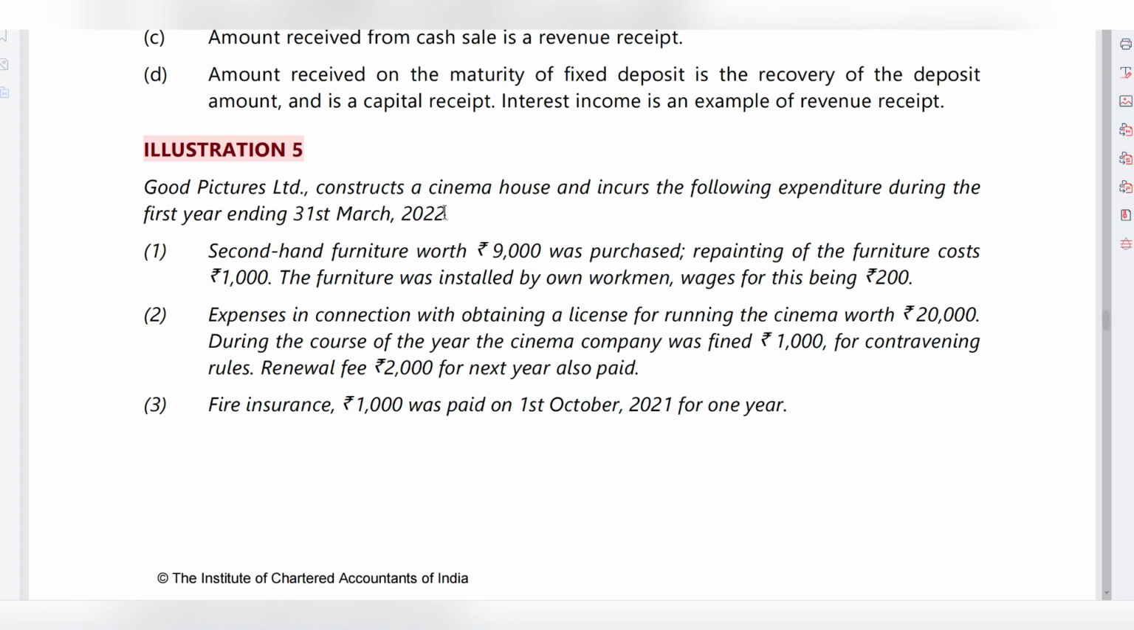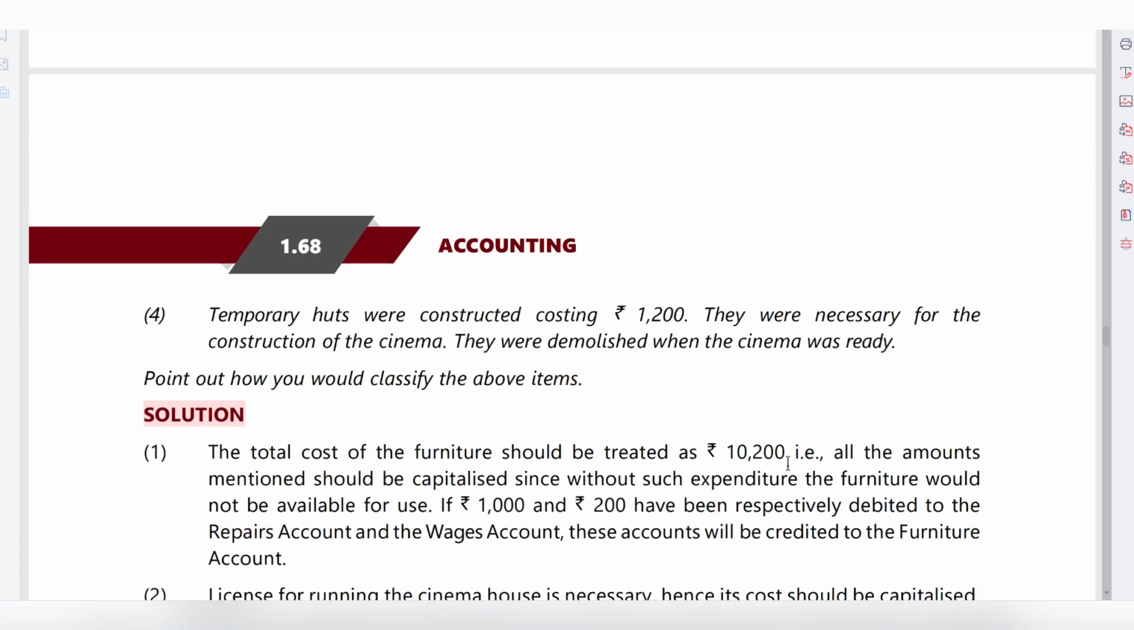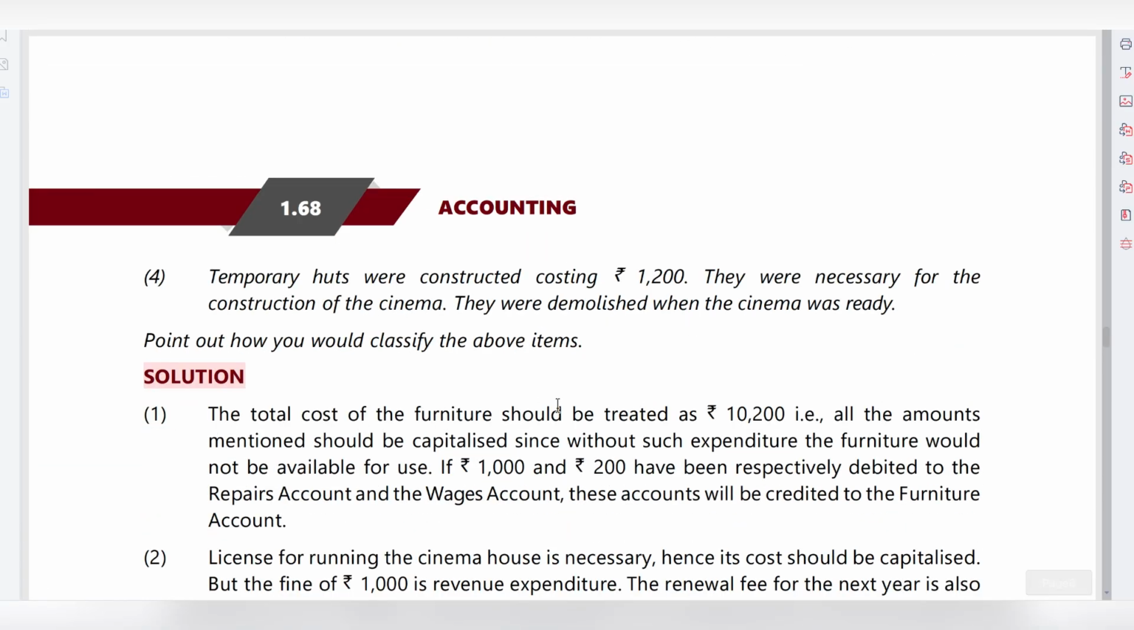Good Pictures Limited constructs a cinema house and incurs the following expenditure during the first year ending 31st March 2022. Second-hand furniture worth 9,000 was purchased. Repainting of the furniture cost 1,000 and the furniture was installed by own workman, wages for this being rupees 200. So here the total cost of the furniture should be treated as 10,200 because all the amounts mentioned should be capitalized, since without such expenditure the furniture would not be available for use.